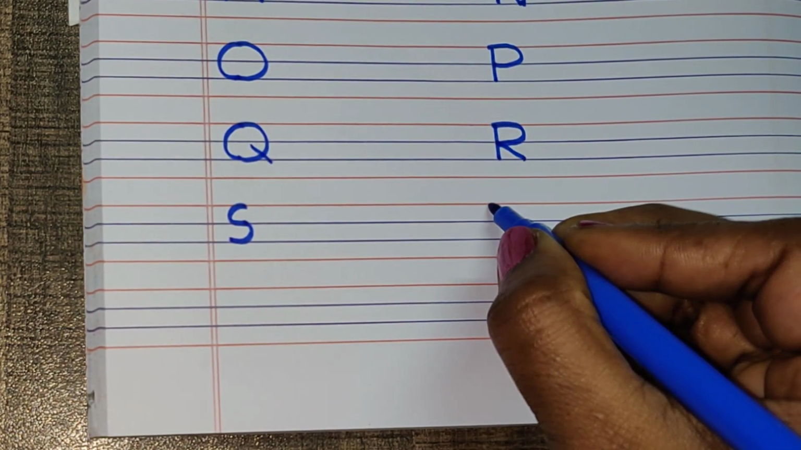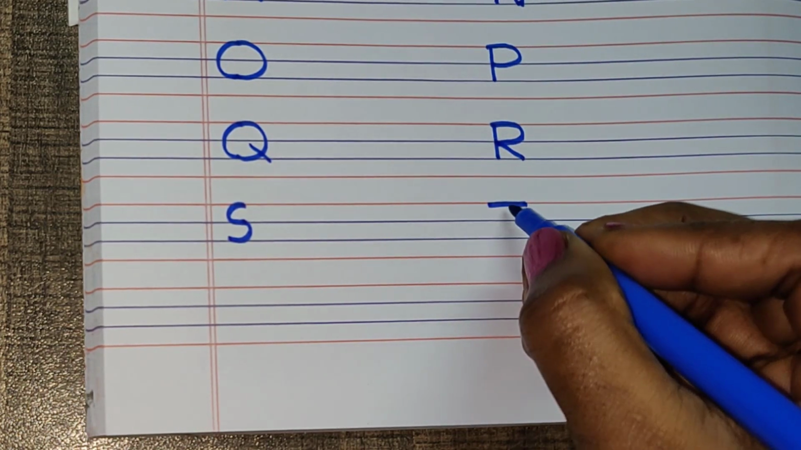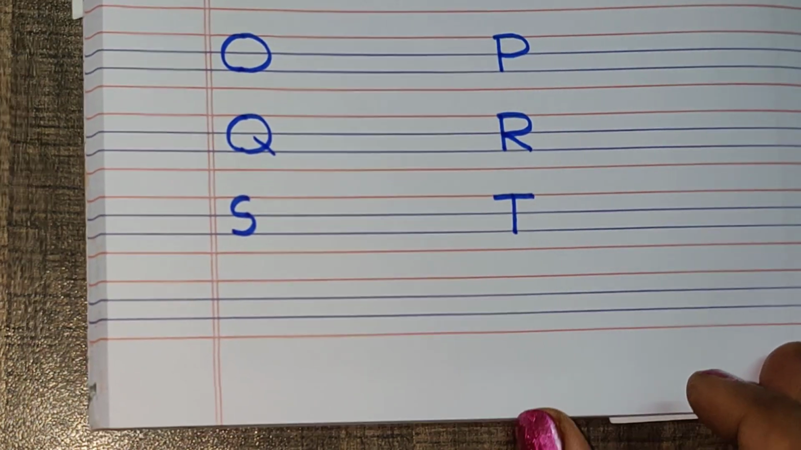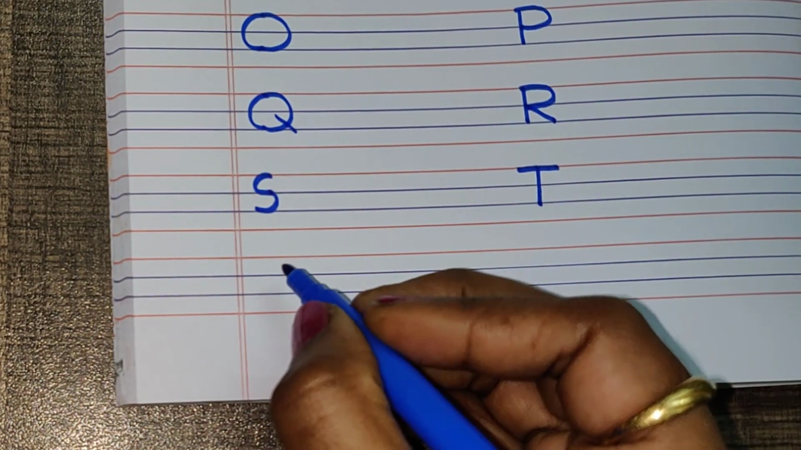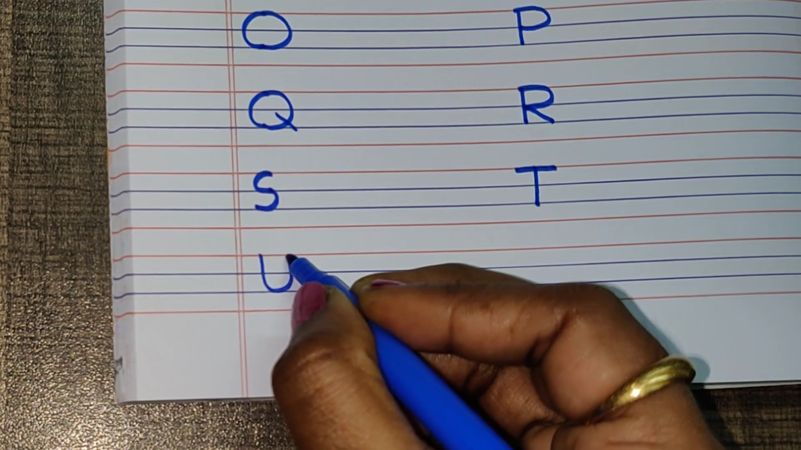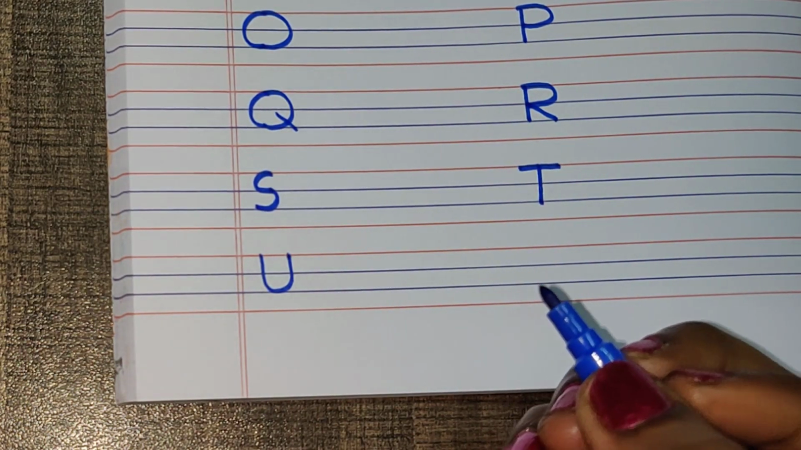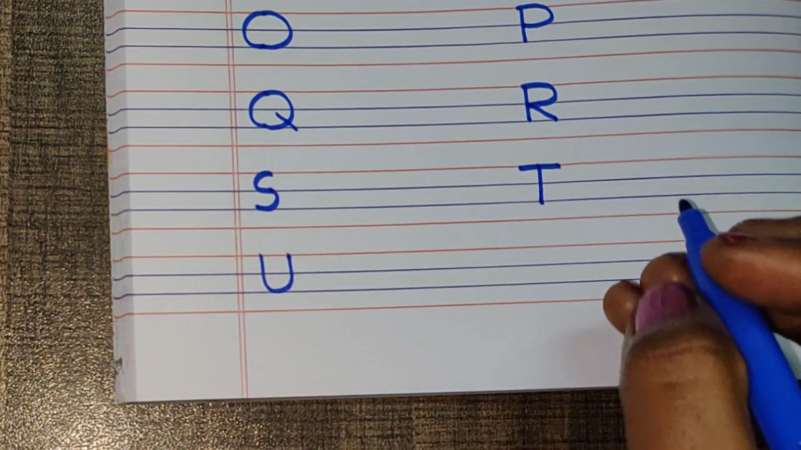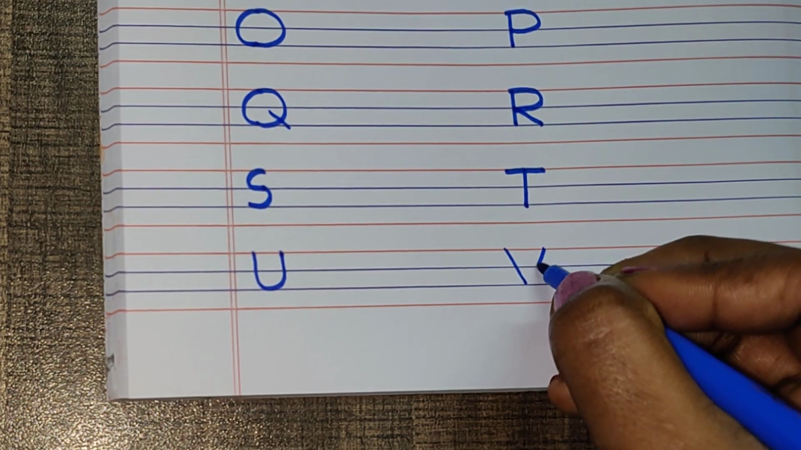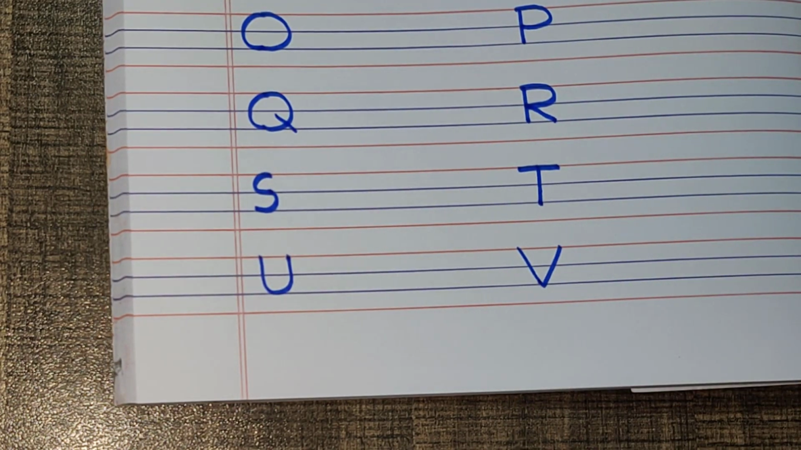Next is S, a small C curve in between first line and second line, and again an opposite C curve in between second line and third line which makes S. So next is T, a sleeping line, and starting from the middle of that sleeping line we put one more standing line which makes T. So next is U, already we have practiced how to write U, so that will be easy for you. And next is V, a slanting line from left to right and again from right to left which makes V.